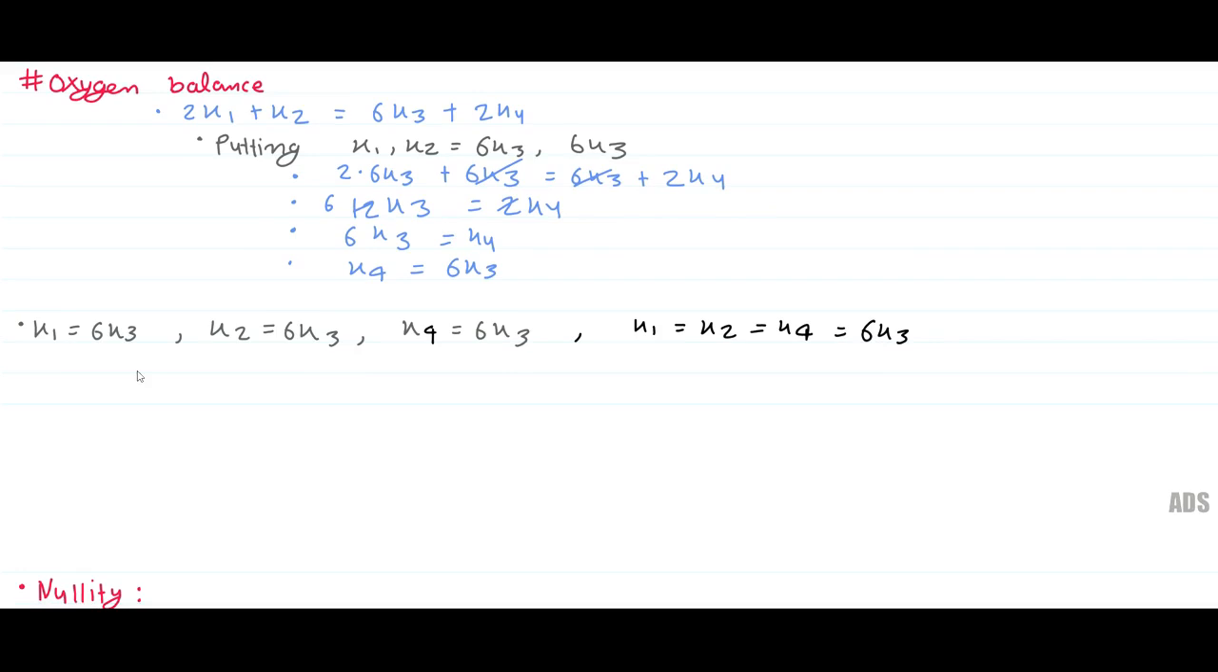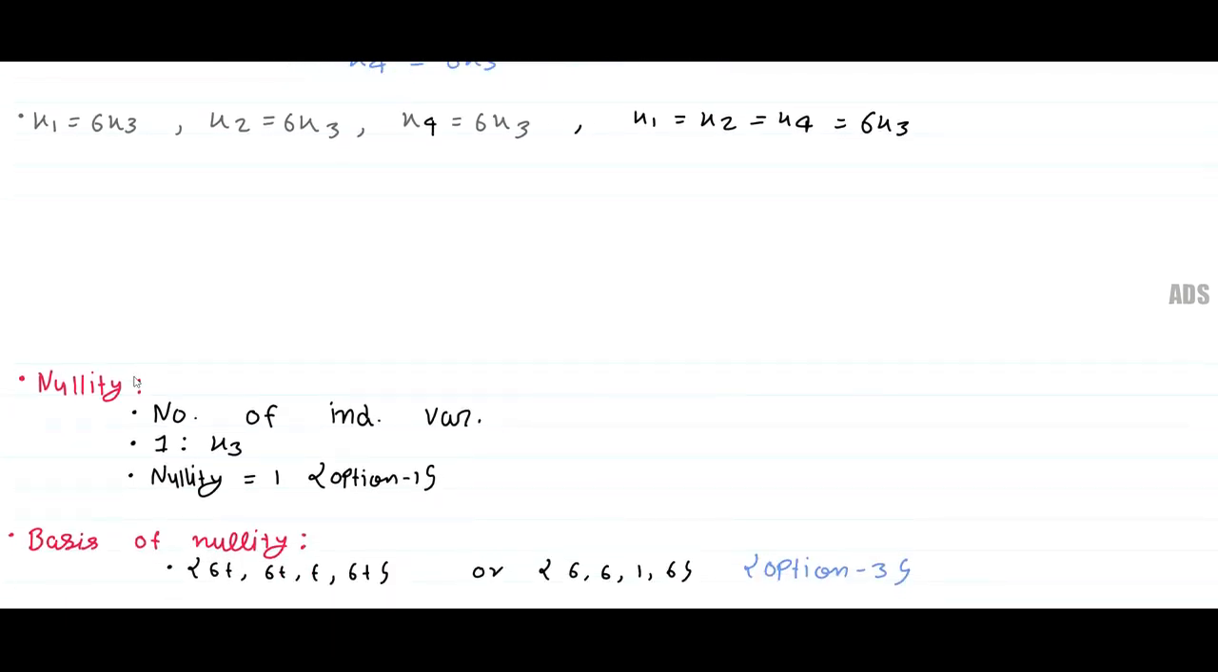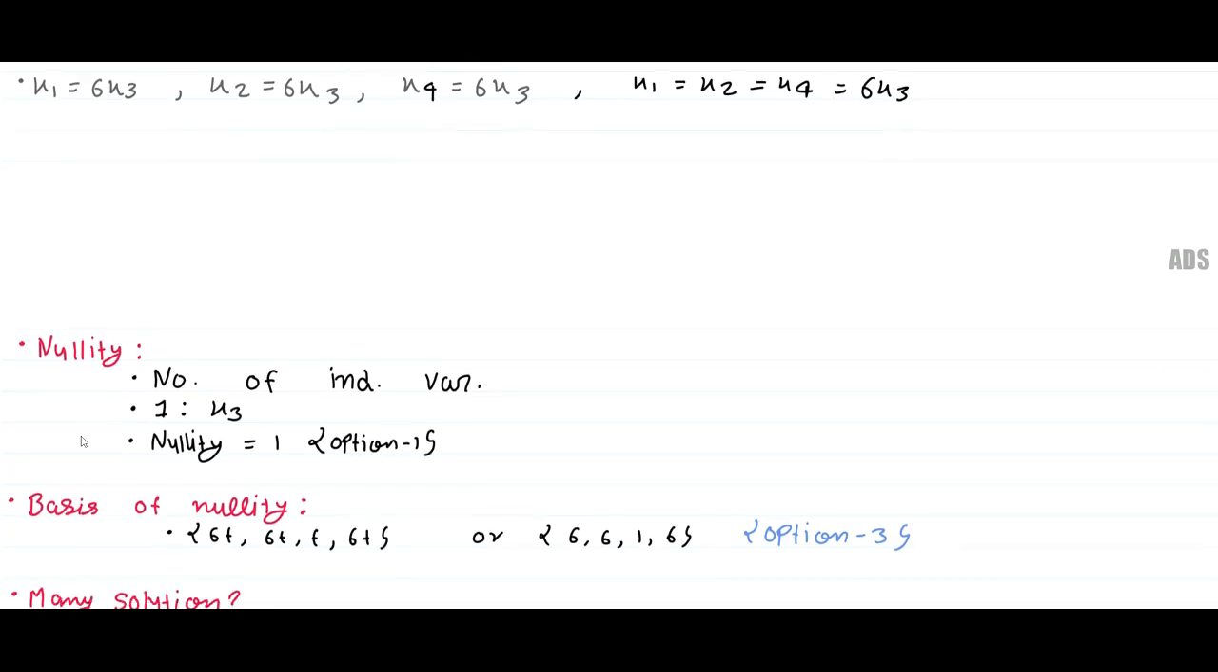Now the first two options in the second question ask about the nullity. We know that nullity is the number of independent variables, and here it is clearly seen that the number of independent variables is only one, which is x3. Hence, nullity is equal to 1. So, option 1 is correct.